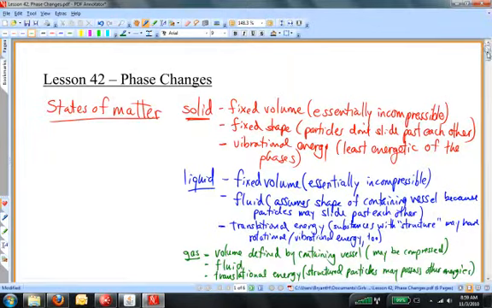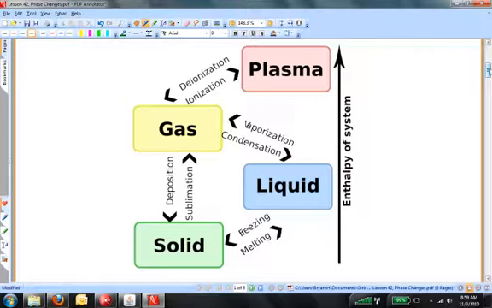You should also know what are the names of the transitions between these phases of matter. And here is a diagram showing these names of the different transitions. Enthalpy, for our purpose, refers to energy. I suppose that these names are familiar to you. Probably the one that's least familiar is the transition between solid and gas.